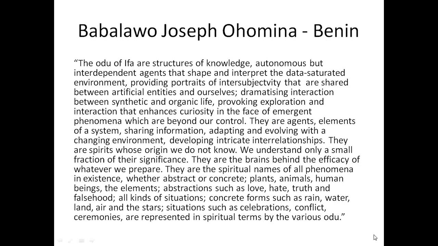So these are the codes and the laws of nature that we're dealing with here. So he goes on to say that the Odoo of Ifa are structures of knowledge, autonomous but interdependent agents that shape and interpret the data-saturated environment, providing portraits of intersubjectivity that are shared between artificial entities and ourselves, dramatizing interaction between synthetic and organic life, provoking exploration and interaction that enhances curiosity in the face of emergent phenomena which are beyond our control.